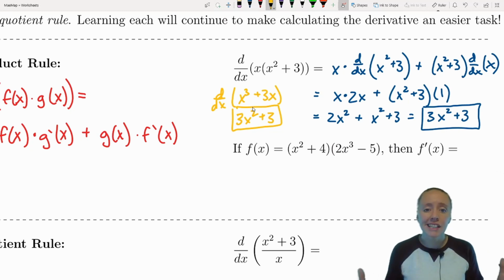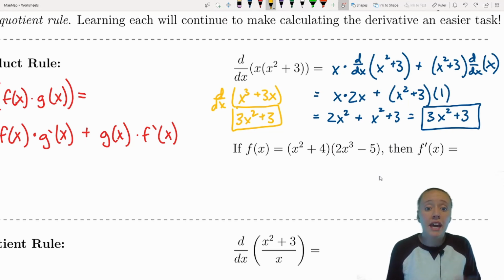It might have actually been easier just to distribute with this problem, but in some problems it's not going to be. For example, down below we have two binomials multiplied together. Distributing that, we're going to have a lot of different terms, so it might be easier to just use the product rule. Or think about a polynomial of an even larger degree, say a polynomial with 6 different terms multiplied by a polynomial with 4 different terms. That's going to be a lot of work trying to expand that out and then take the derivative. That's why the product rule is so useful.